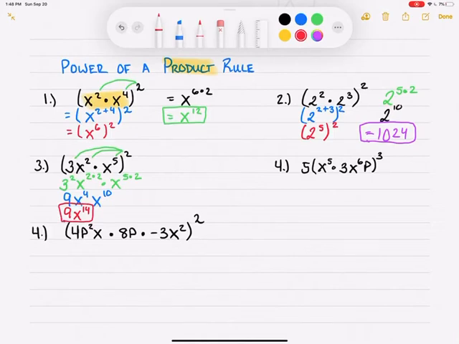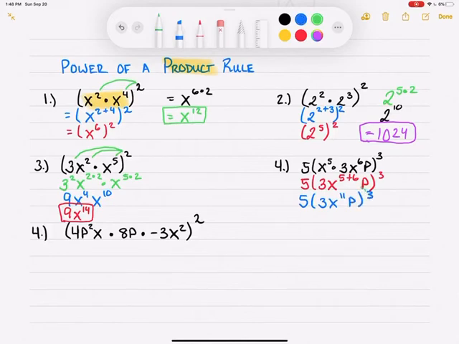In the fourth example, I have this 5 out front, and it will not be affected by that exponent because it's outside of the parentheses. I'm going to go ahead and do my product rule inside first. So I have 5 times 3x to the 5 plus 6 power p, raised to the power of 3. All I did was rearrange. I put 3 out in front since it's the coefficient. I added my exponents 5 and 6, and I left p on its own. So I have 5 times 3x to the 11th p raised to the power of 3.